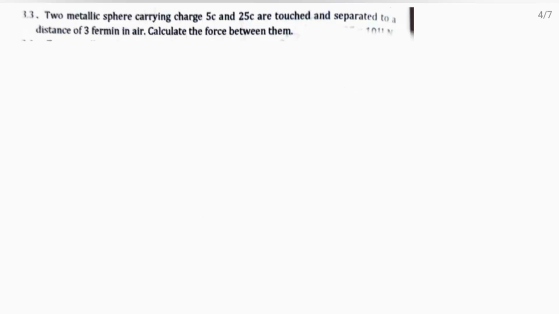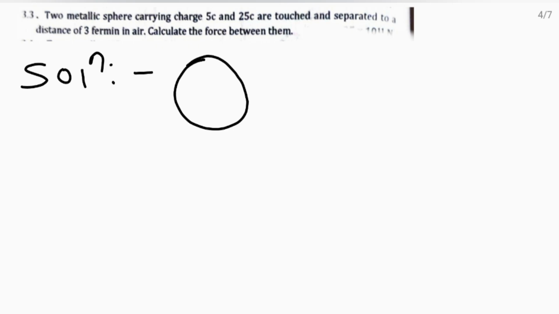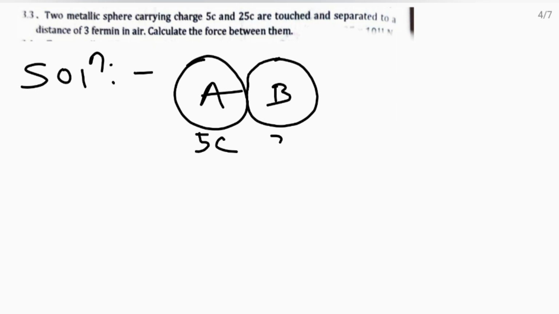So we will go to the next question. The next question was, two metallic spheres carrying charge 5 coulomb and 25 coulomb are touched and separated to a distance of 3 Fermi meter in air. Calculate the force between them. This is a question similar to the previous one. Solution: there are two metallic spheres, A which has charge 5 coulomb and another metallic sphere B which has charge 25 coulomb. So when they are in contact, charge will get transferred from B to A.